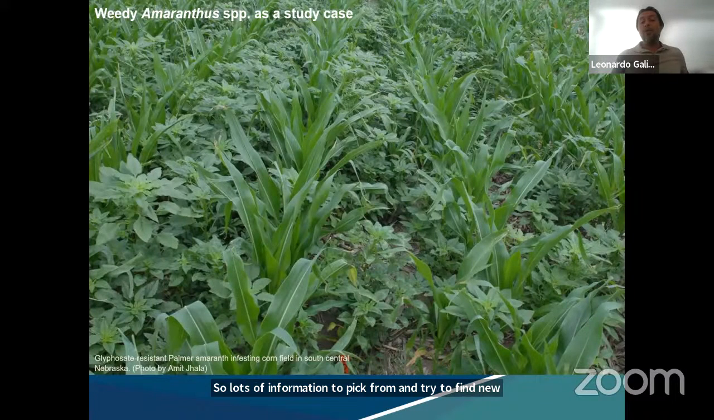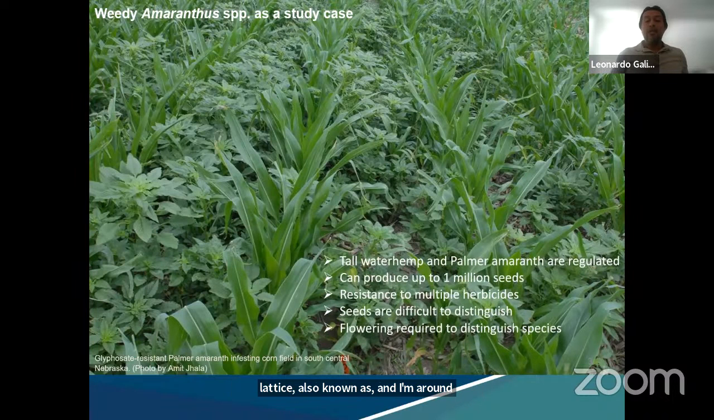To test this methodology, we targeted the genus Amaranthus, which contains several species, including Amaranthus tuberculatus, also known as tall waterhemp, and Amaranthus palmeri, known as Palmer amaranth. Waterhemp seeds are regulated at the federal level in Canada, and Palmer amaranth, even though it's not regulated in Canada, has been regulated in several states in the US due to the impact that this plant has in several major crops, such as corn, sweet potato, and soybean.